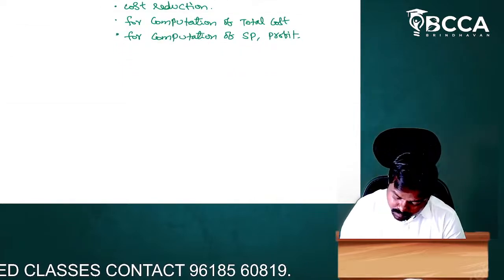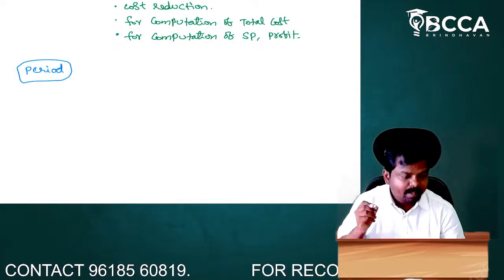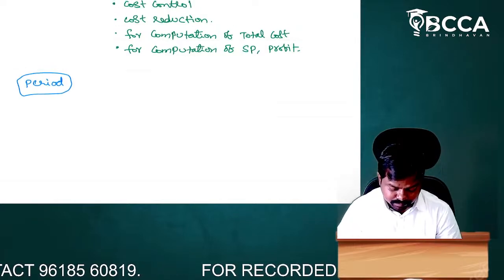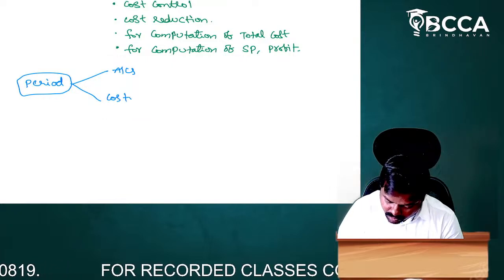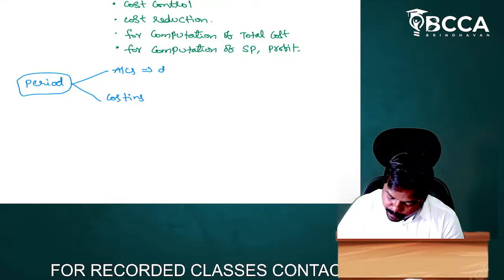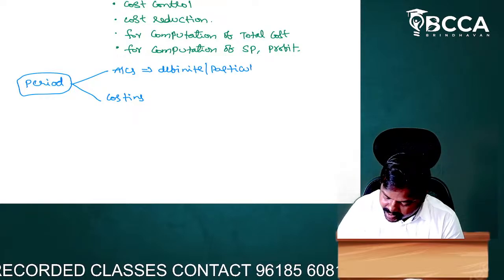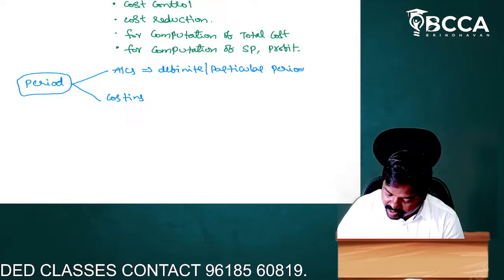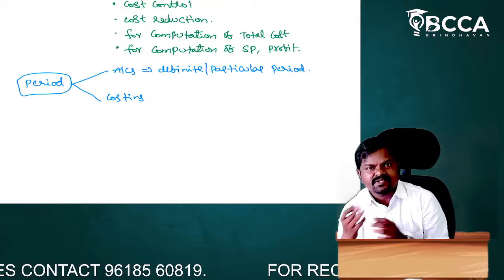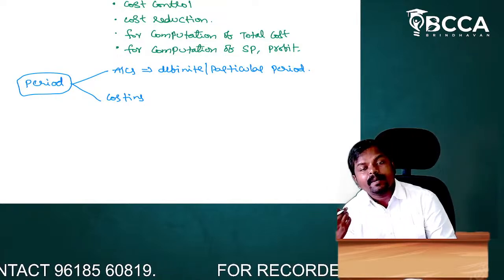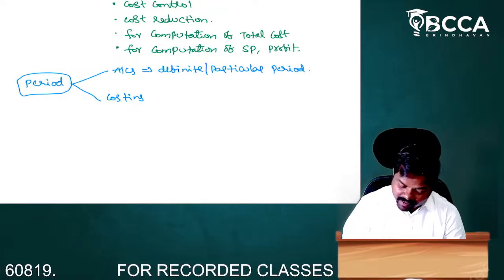Next, second difference, period. Accounts as well as costing. Accounts are prepared for a definite or particular period. It means we will prepare for a particular period of 12 months. In practice, a company will prepare its financial statements from April to March. Clear? For a particular period.